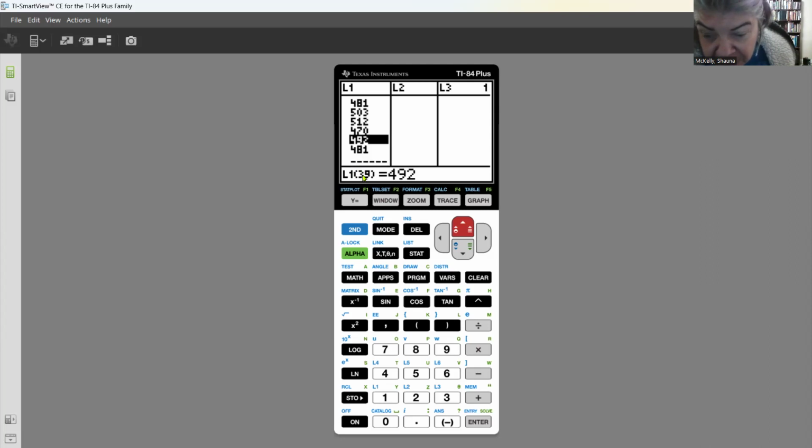Anyway, after you enter the data, the next thing you're going to do is sort this data, and we want to sort it so that the smallest number is at the top and the largest number is at the bottom. So it's going up. We call that ascending. So we're going to go stat.